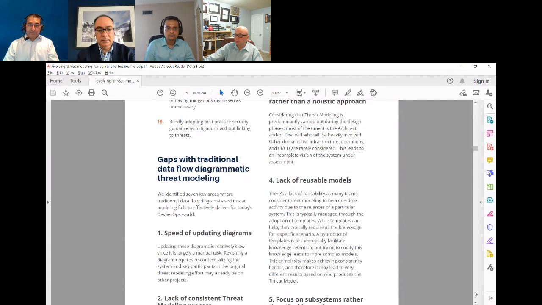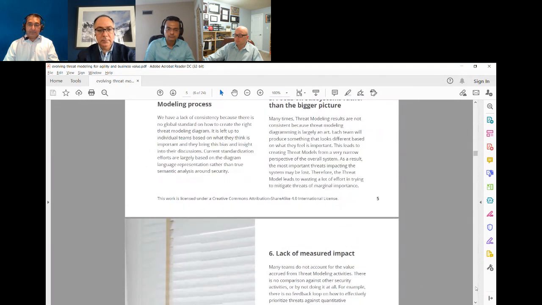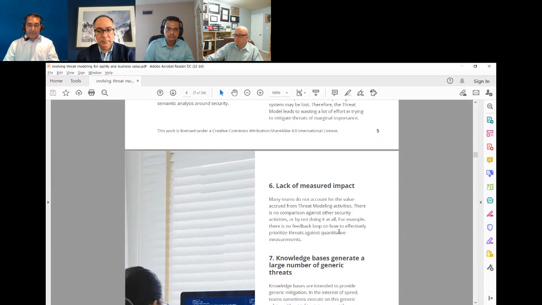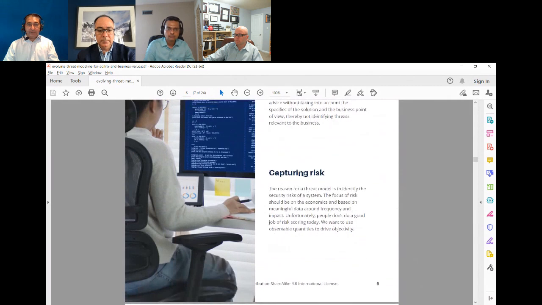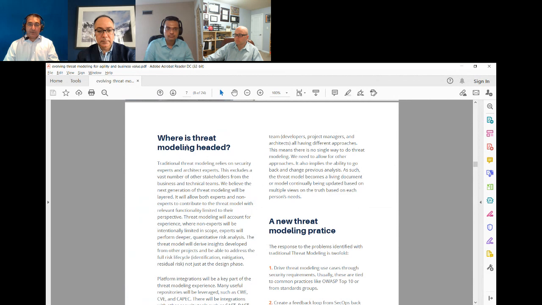And then we went forward and started to take a look at what are some of the gaps with the traditional approach that we've all been trained on around traditional data flow diagrammatic threat modeling, and the challenges around speed of updating, lack of reusability, focusing on a micro level, and then lack of measured impact, how it integrates with knowledge bases, and so on. And then starting to look at how we begin to capture risk, and seeing where threat modeling is in fact headed.